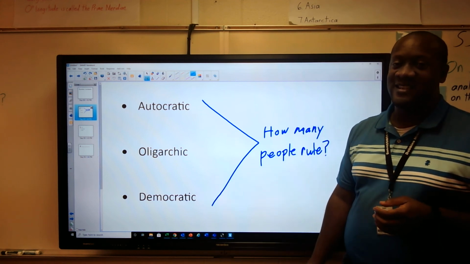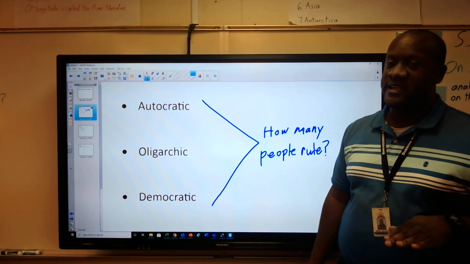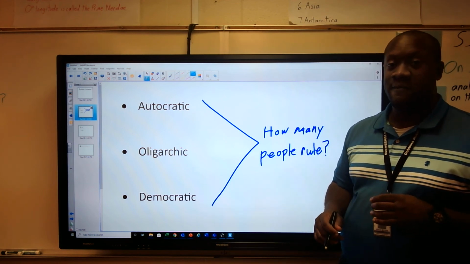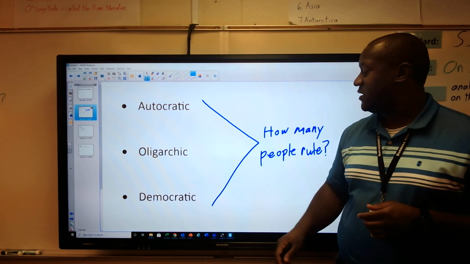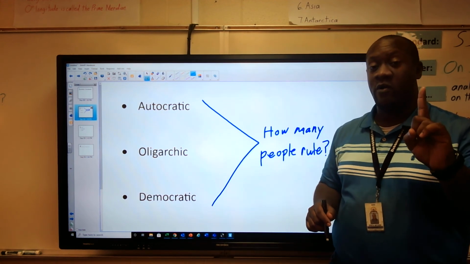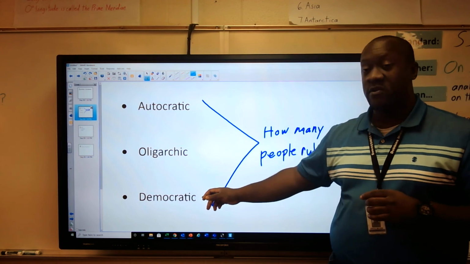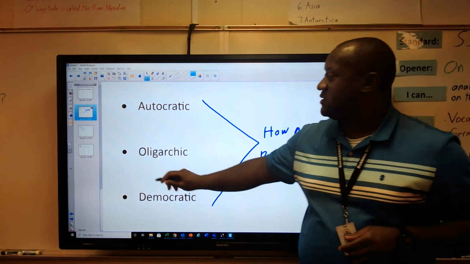Democratic is the easiest. You can just say rule by all. Some people will say that. Listen, it's a lot easier to just stick with democracy. So rule by the people. Okay? So how many people rule? All the people. All the citizens of the country. So democratic, rule by the people. Autocratic, rule by one. Oligarchic, rule by a small group. Democratic, rule by the people. All right? Let's go to the next set of vocab words.